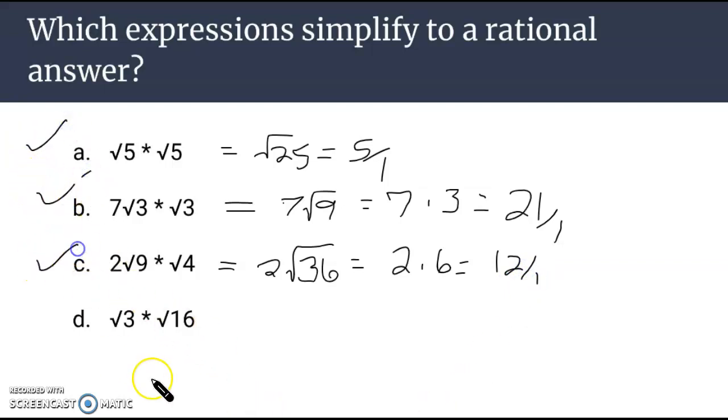Let's see if all three of them do. Square root of 3 times square root of 16 is square root of 48. If you put that in the calculator, you get that non-repeating decimal that goes on forever. So D is irrational. A, B, and C, though, simplify to rational answers.